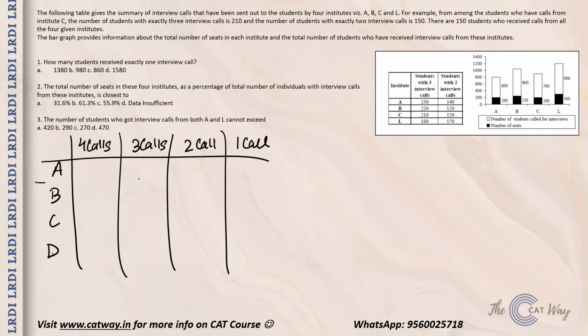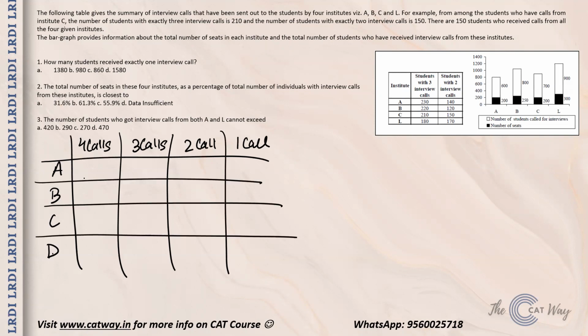So for 4 calls, it has been given that there are 150 students who have got 4 calls. For 3 calls, we know 230, 220, 210 and 180. For 2 calls, this is 140, 120, 150 and 170.